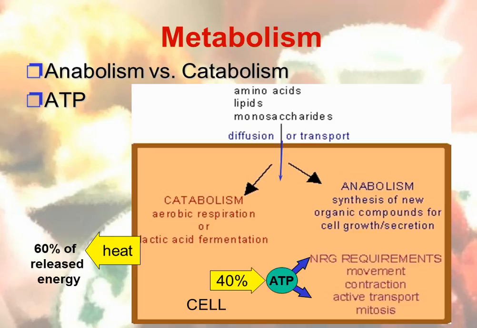When a cell breaks down a molecule in aerobic respiration, only about 40% of the energy in that molecule is turned into energy, ATP. The rest of it is heat. At the end of this chapter, we're going to be talking about heat control. Remember, that's where the heat is coming from.